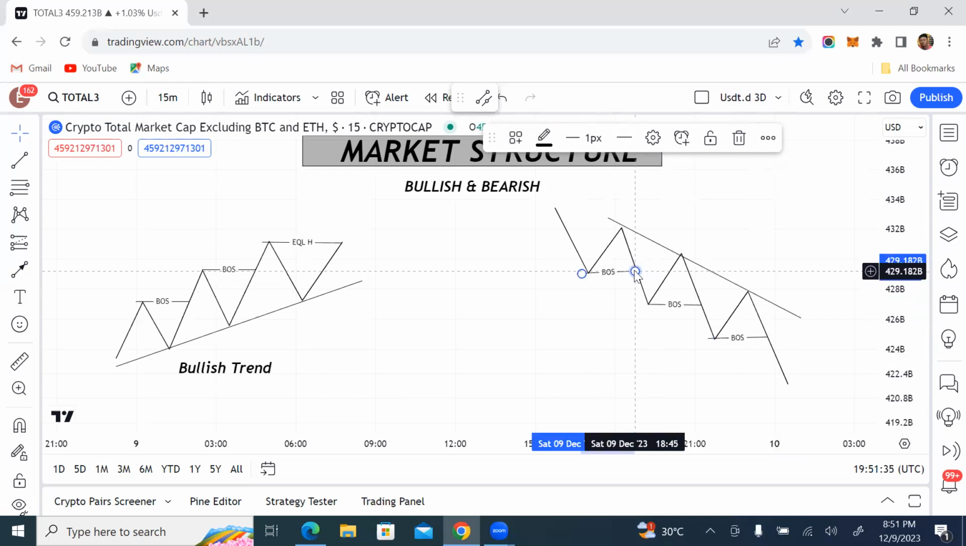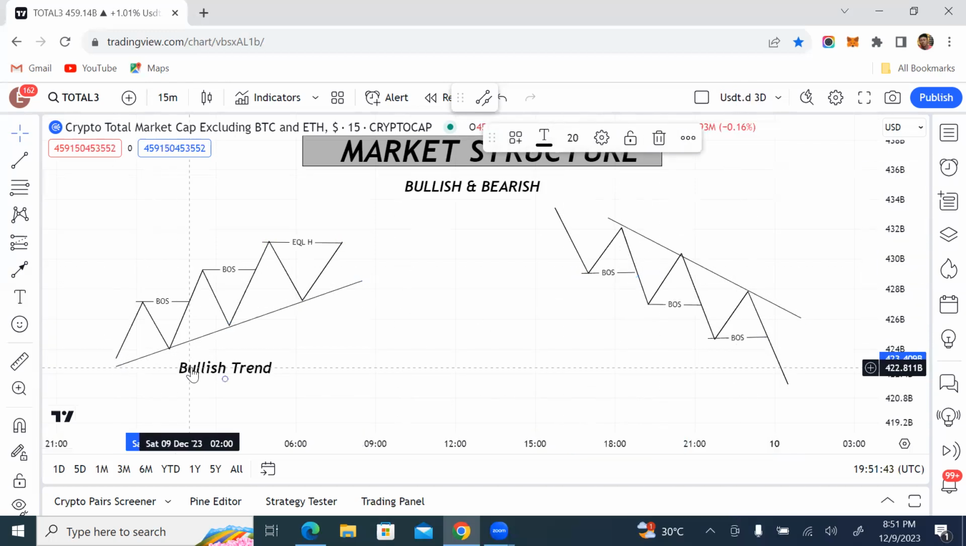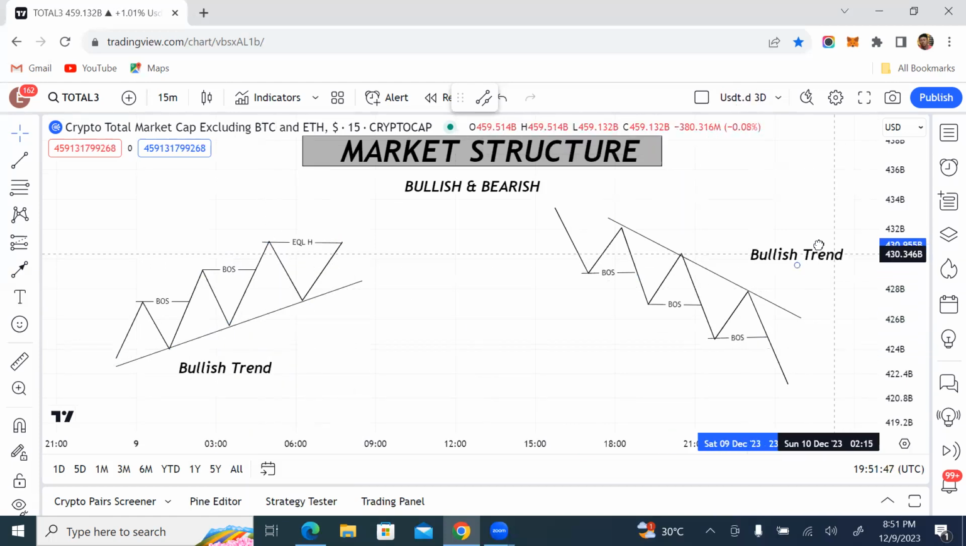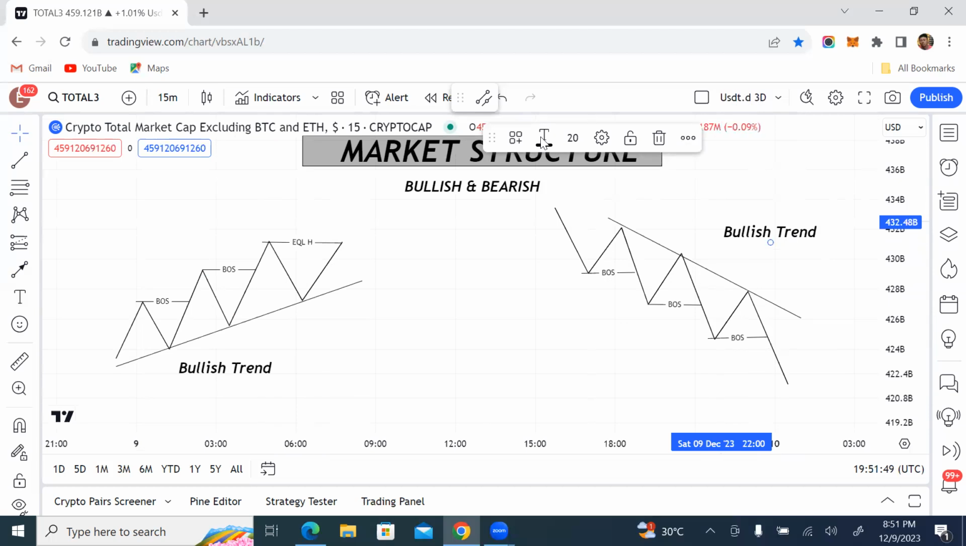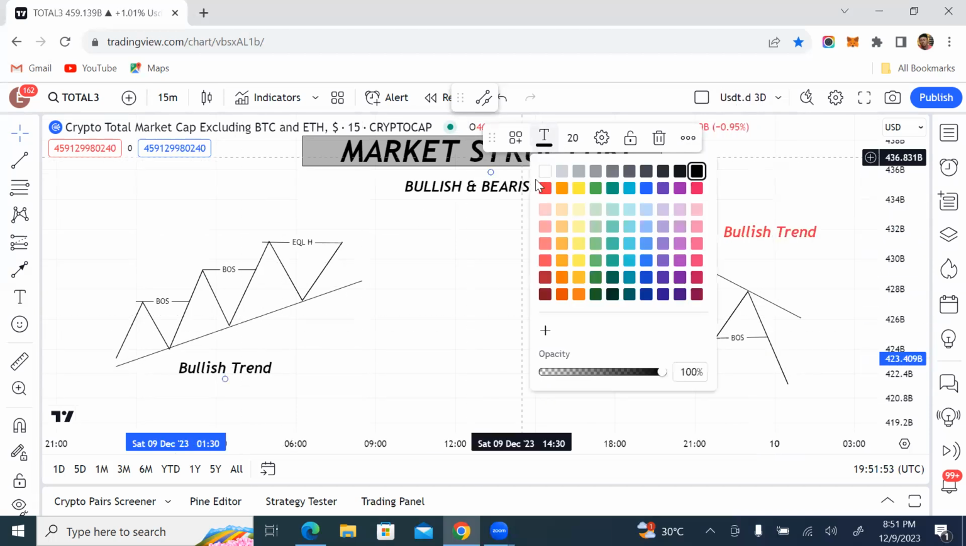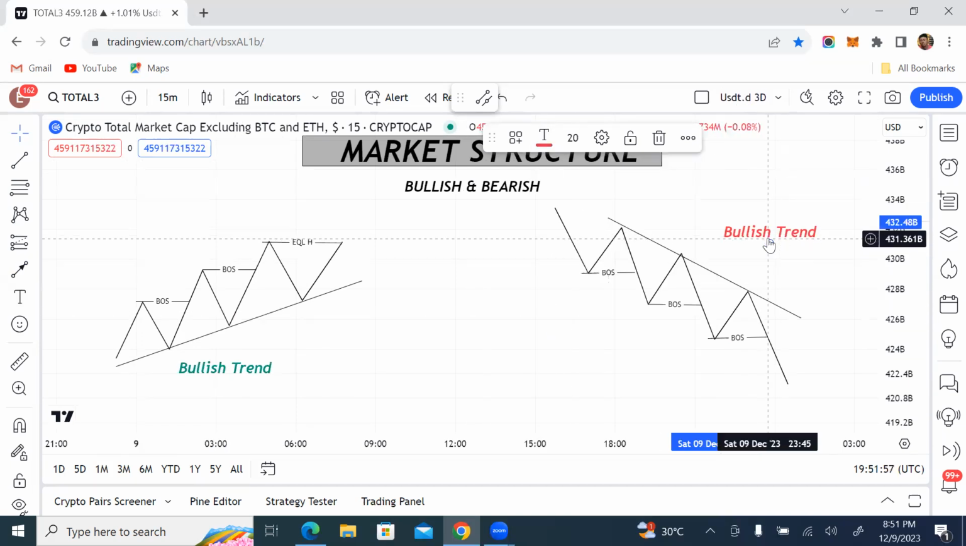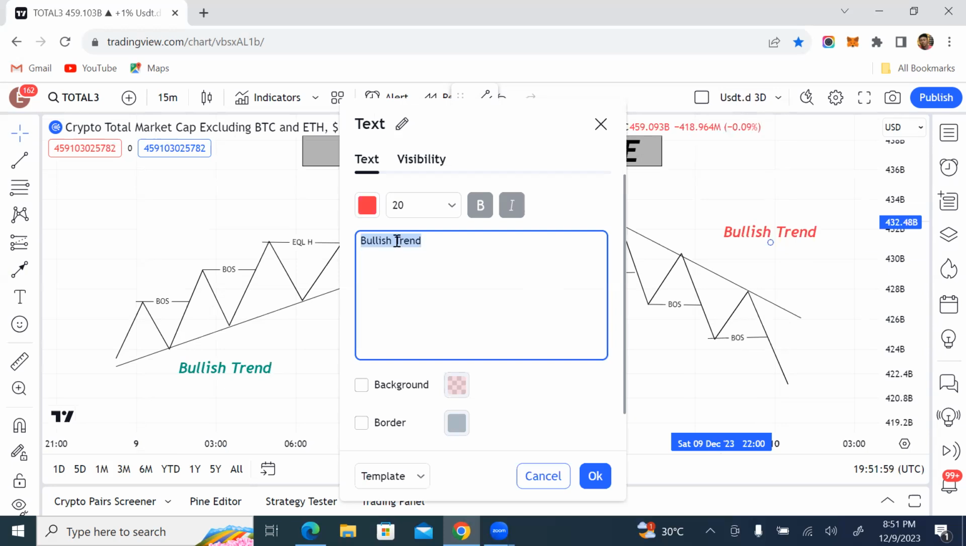It is actually very simple, right? It's actually very simple. Now, we're going to call this a what? We're going to call this a bearish trend. Let me put this in red and put this one here in blue or green. So let's call this a bearish trend. Bearish.